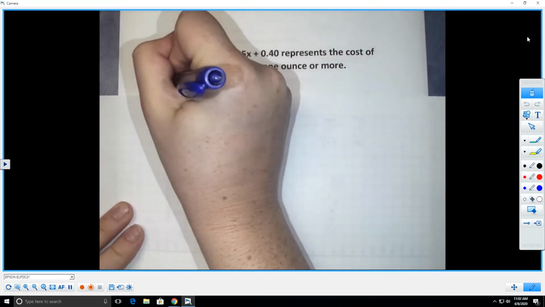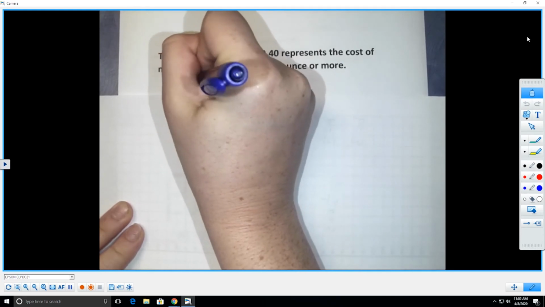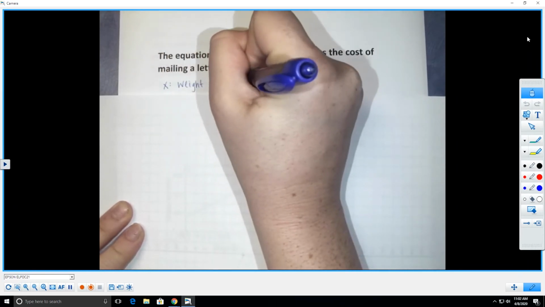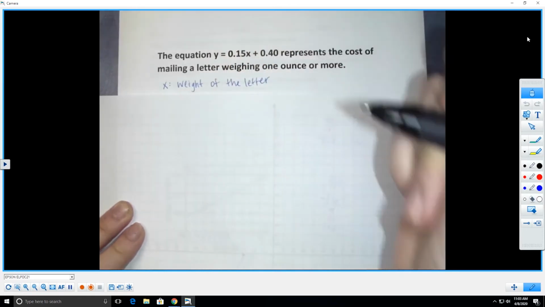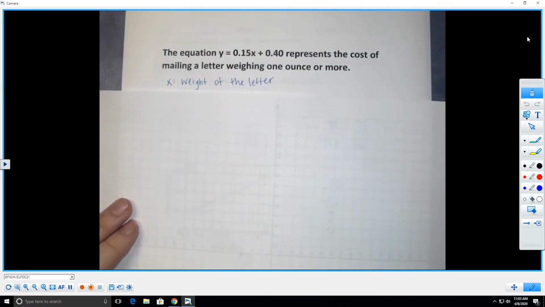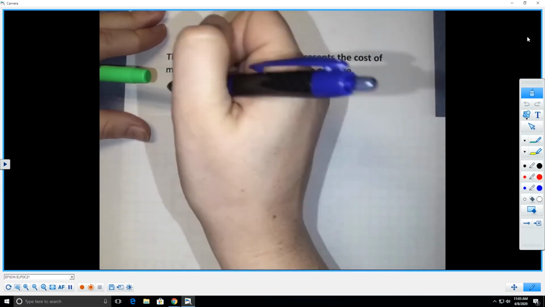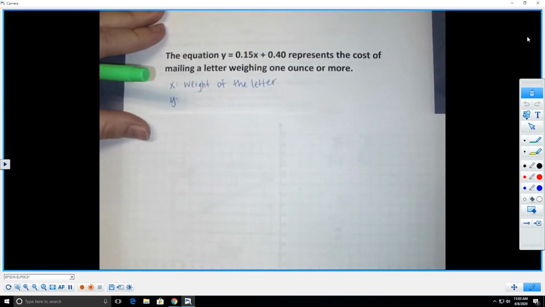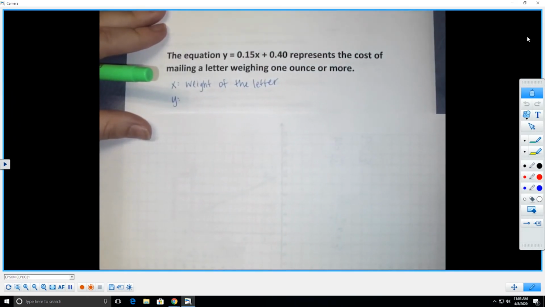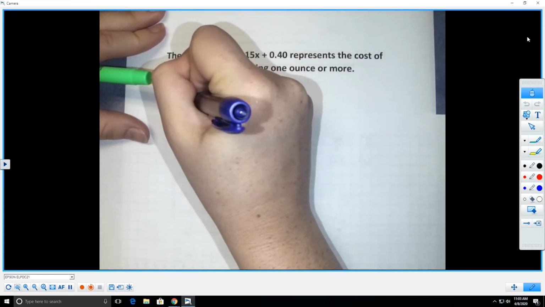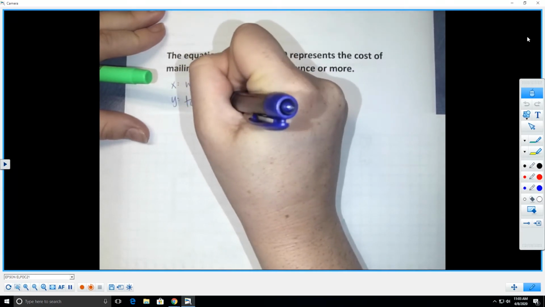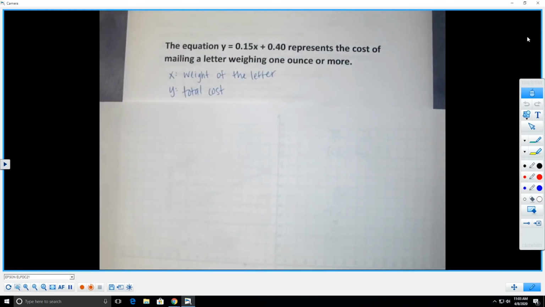If you said that x represents the weight of the letter, then you are correct. Now, what would y represent? If you said that y represents the total cost of mailing the letter, then you are correct. Now, using the phrase "is a function of," how would you state this scenario? Think about it for a quick second.